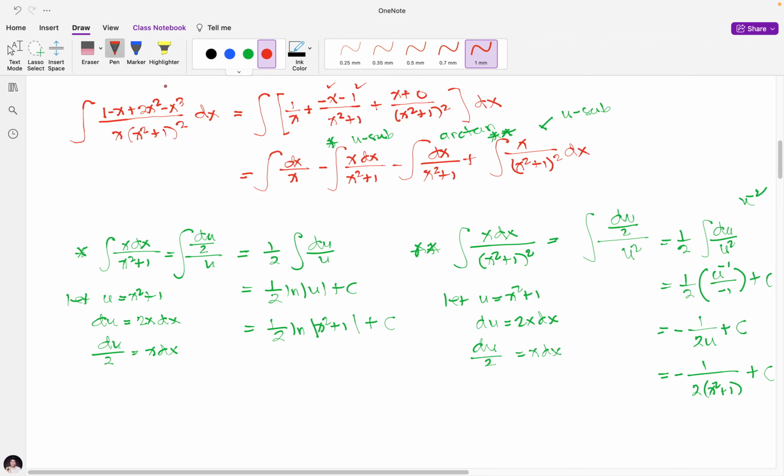Then substituting, we now have finally our answer: ln of absolute value of x, minus 1 half ln of x squared plus 1. Well, this one is arctan, so arctan of x. And this one is minus 1 over 2 times x squared plus 1 plus c. And that completes our solution for this problem. Okay, I hope that is clear. Okay, thank you.